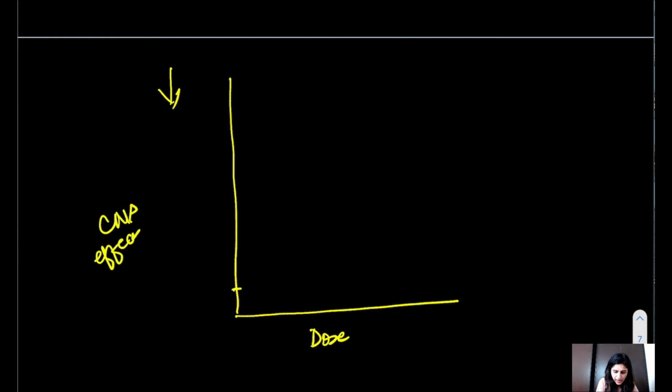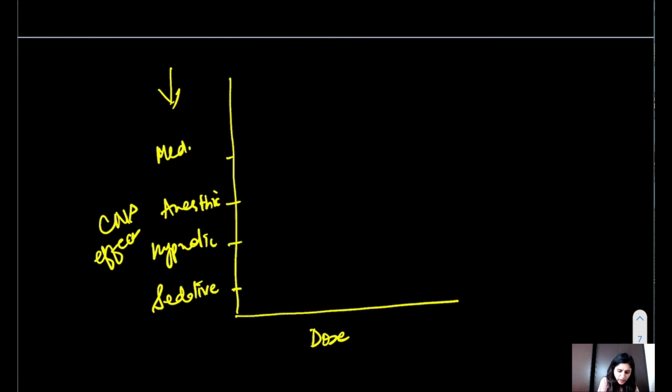Small dose has a sedative effect. You go slightly higher, there is a hypnotic effect. Slightly higher, there is an anesthetic effect. Slightly higher, there can be other effects, and especially the dangerous ones, medullary paralysis starts. If you go even higher, coma will happen, and if you go further, death can ensue, right?